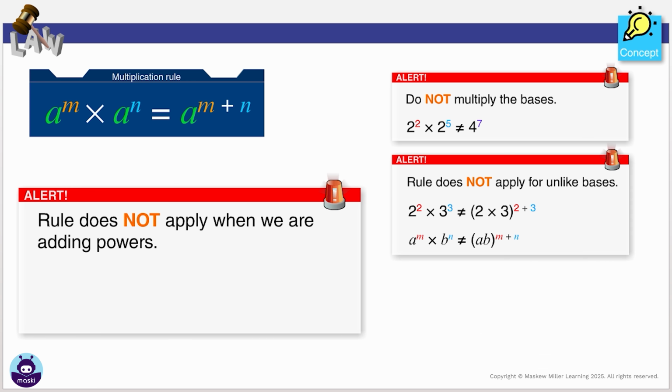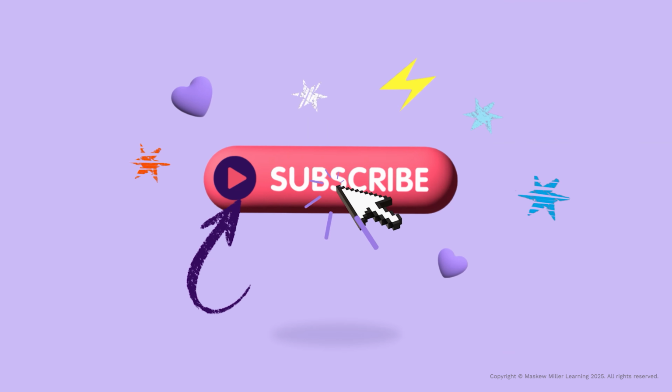Also, this multiplication rule does not apply when we are adding two powers. 2 squared plus 2 cubed does not equal 2 to the power of 2 plus 3. a to the power of m plus a to the power of n does not equal a to the power of m plus n.